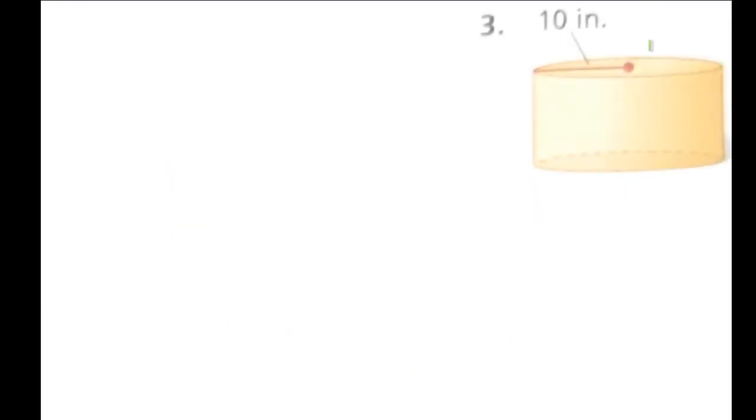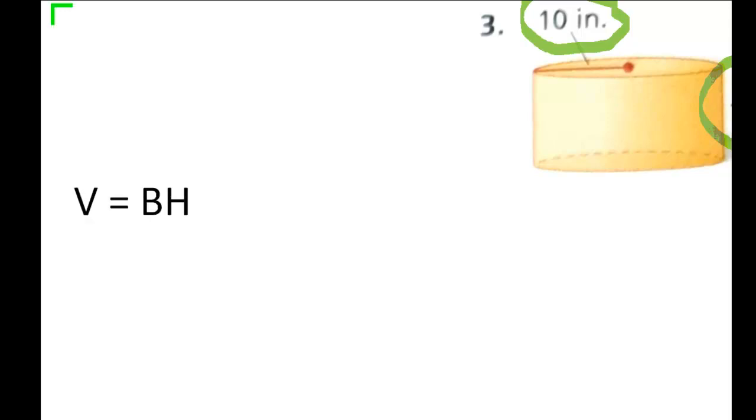Question 3. I have here a cylinder. Let's find the volume of the cylinder. We have here a circle with radius of 10 inch and we have height of 10 inch. So here we have volume of cylinder equals area of base multiplies height. What is the area of the base here? Area of base here, or B, will equal pi r square. Why pi r square? Because the base is a circle. So area of base equals pi r square.